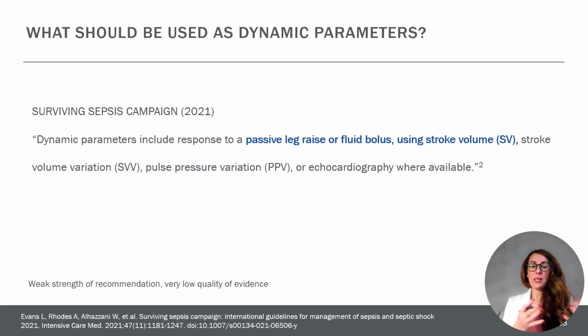All right, so what can be used as dynamic parameters? There are different dynamic parameters and assessments that you can do. The Surviving Sepsis Campaign recommends dynamic parameters include response to a passive leg raise or fluid bolus using stroke volume, or looking at stroke volume variation or pulse pressure variation, or echocardiography.